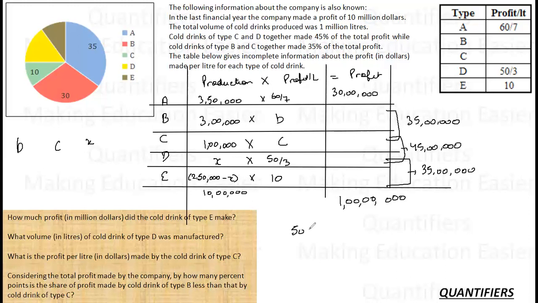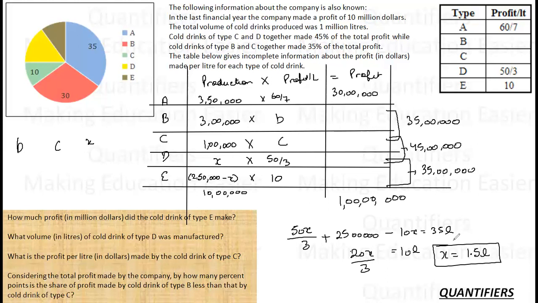50x by 3 plus 25 lakh minus 10x is equal to 35 lakh. Okay. So 35 lakh minus 25 lakh is 10 lakh. 10 lakh is equal to 50x minus 30x, 20x by 3. So 20x by 3 is equal to 10 lakh. So x comes out to be 1.5 lakh. Right? X comes out to be as simple as that, 1.5 lakh. 30 lakh divided by 20, 1.5 lakh.